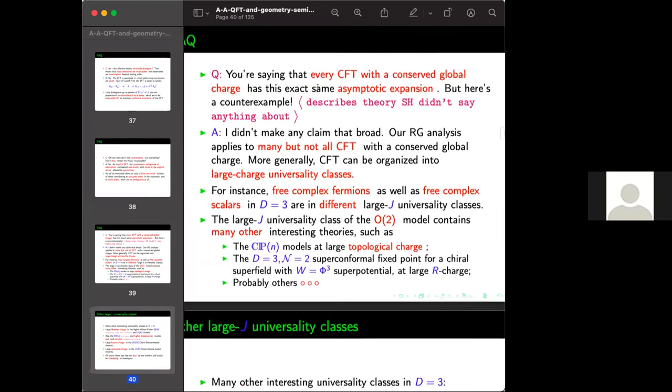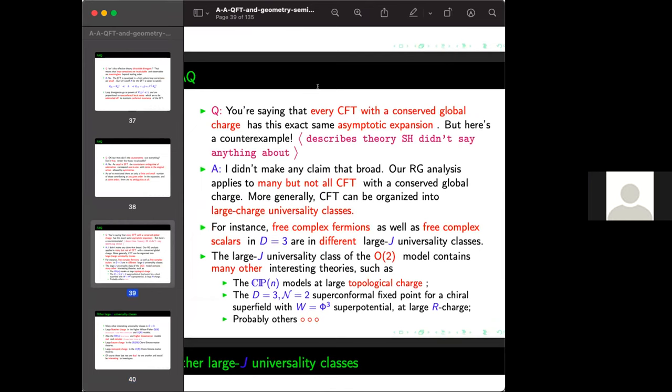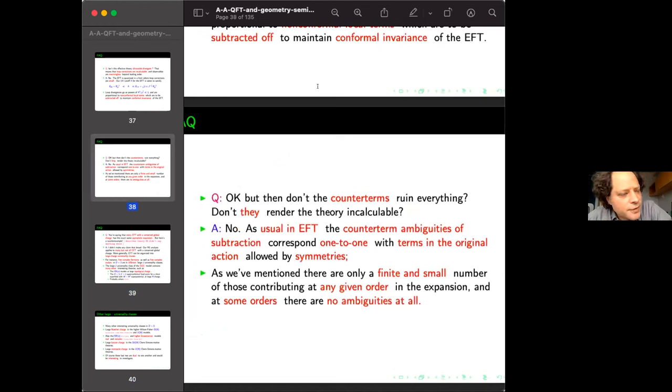Okay, thanks. I have a question. Is there any more robust way of organizing these different classes without having to specifically compute the large J effective theory? So, is there any more robust way of defining these different universality classes? I would just say that the universality class is defined by the symmetries and light fields around the large charge vacuum, in the same way that the ordinary field theoretic universality class is defined by the light fields and symmetries about the vacuum.